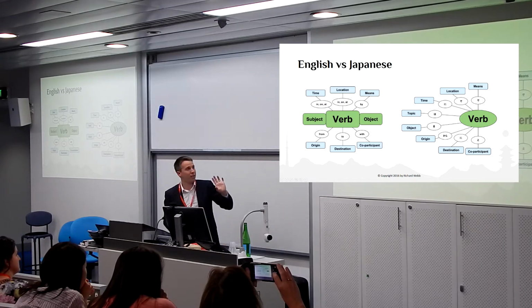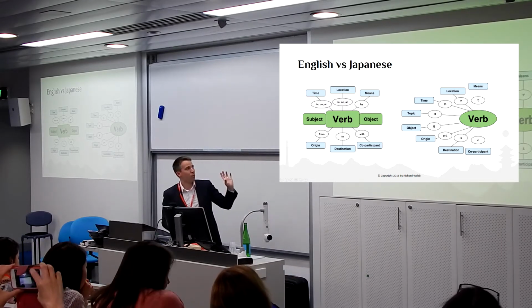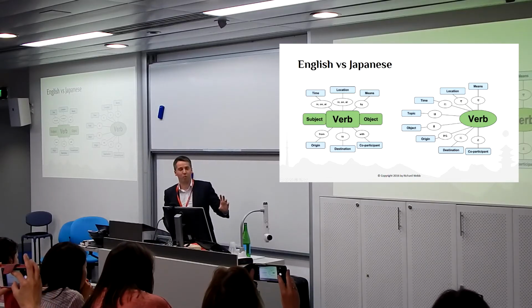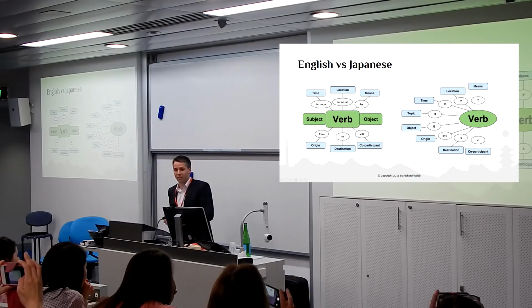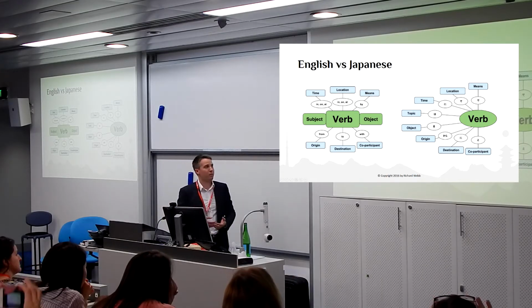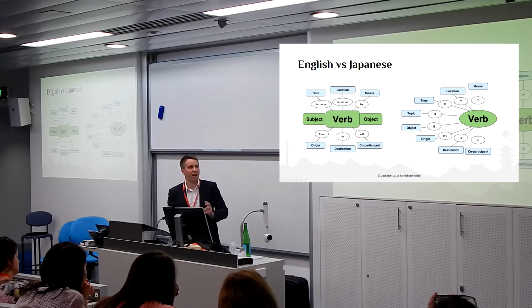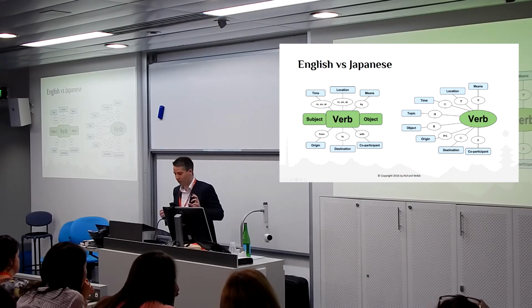But if we assume for now that subject and topic are the same thing, the way that information relates to the verb in English is 100% based on word order. We know what the subject is based on the fact that it comes before the verb. Whereas in Japanese, the only thing that determines that is the particle, and the word order is nowhere near as important.